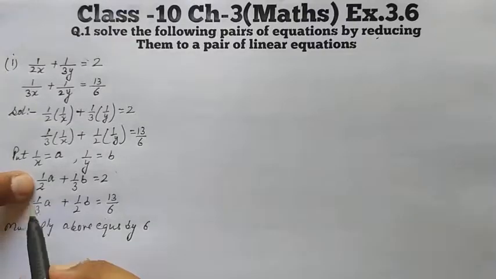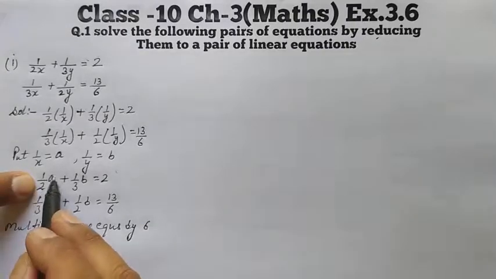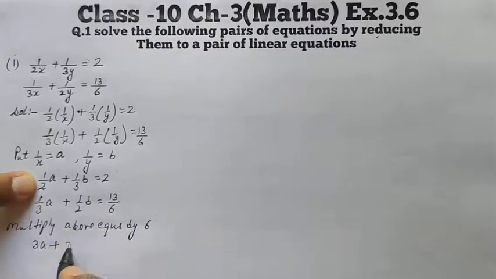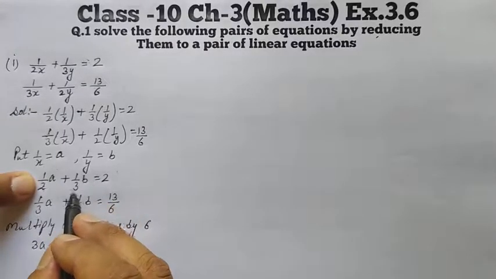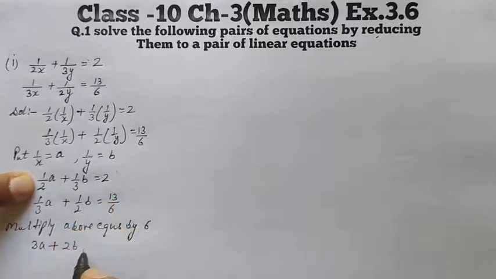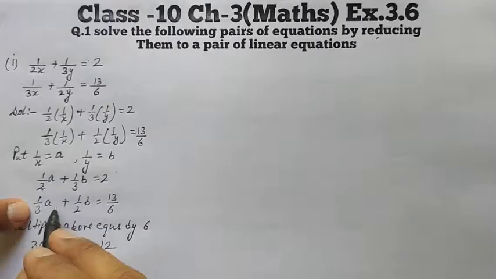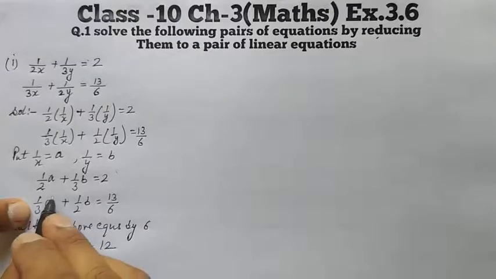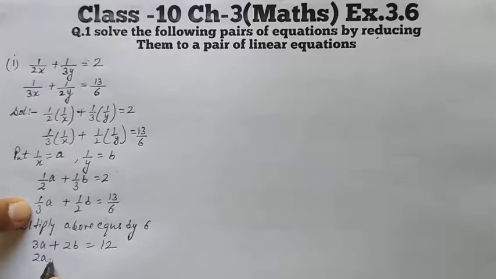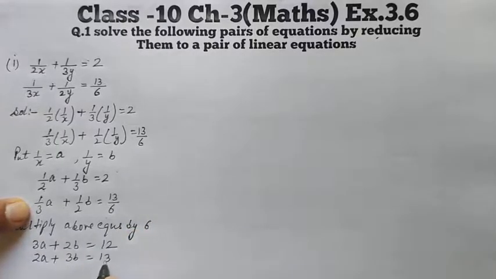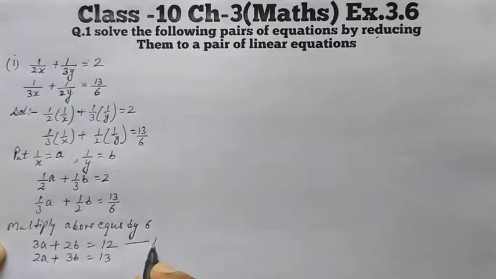If I multiply this by 6, it becomes 2 1s are 2, 2 3s are 6. So 3a will come, plus here 2b will come. You multiply by 6: 3 1s are 3, 2 3s are 6. So 2b is equal to 6 2s are 12. Now here if I multiply by 6, it becomes 3 1s are 3, 3 2s are 6. So 2a plus 3b is equal to, here if I multiply 6, 6 1s are 6, so it becomes 13. Suppose this is equation number 1 and this is equation number 2.